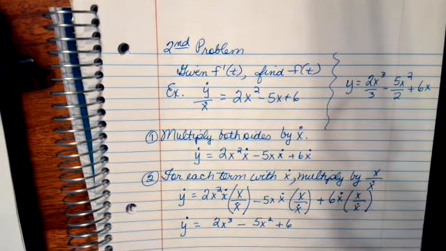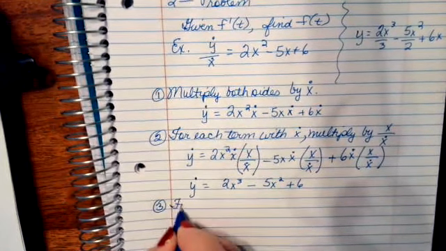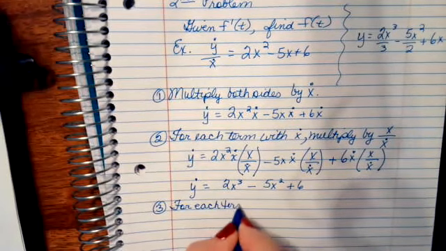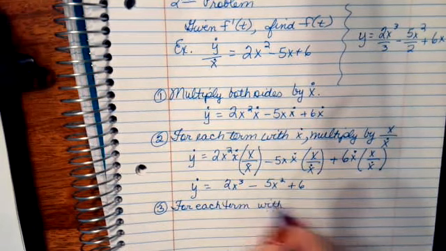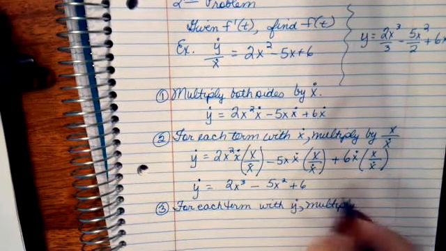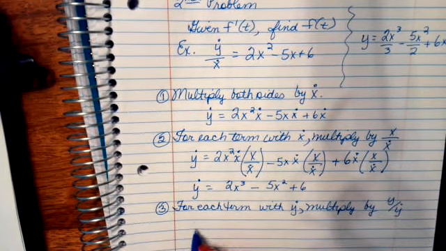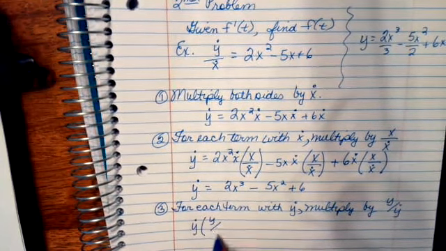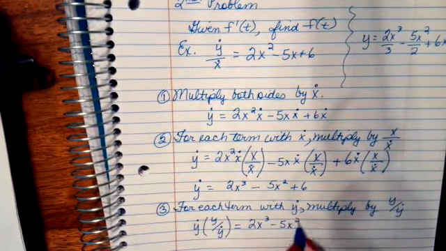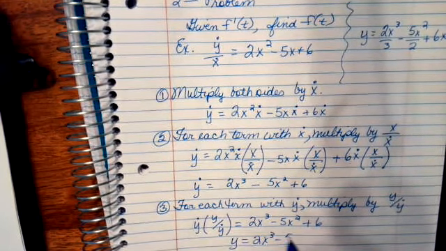Okay, I'm getting there. So the next step is for each term, and I could have done 2 and 3 at the same time, but for each term with y dot, multiply by y over y dot. So that means on the left-hand side, I'll have y dot times y over y dot equals 2x cubed minus 5x squared plus 6. And I get y equals 2x to the third minus 5x squared plus 6.